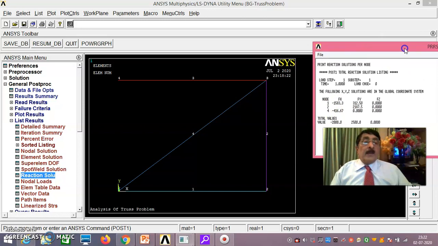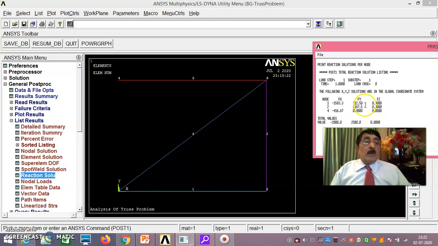In the same way, you see here, Fy also, it is at 1 and 2. At 1 it is 312.5 positive. Positive means upward. And at 2 also 2187.5, positive means upward. This positive upward will match the force you have given in the downward direction, that is 2500.